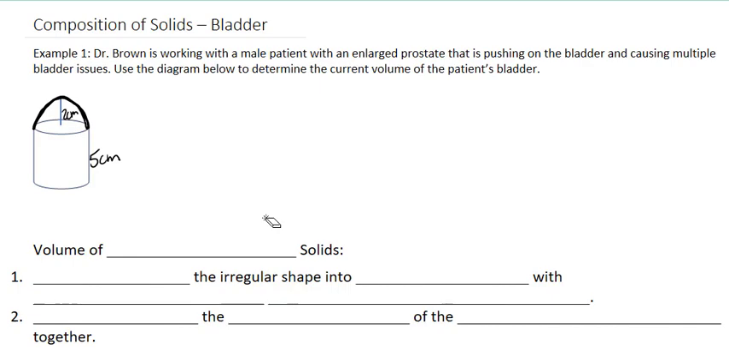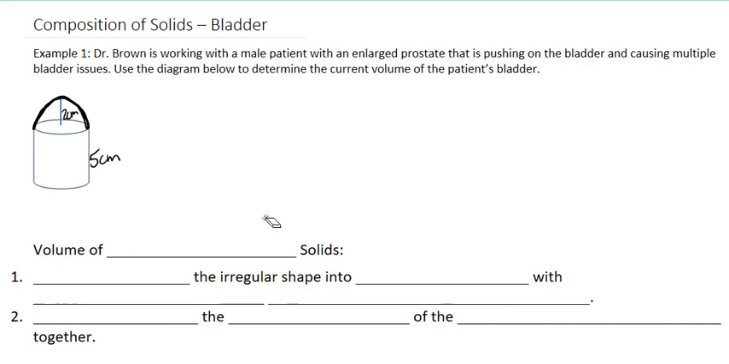So, we can see when looking at this diagram, we do not have a formula for this irregular solid. However, we can see that there's two shapes that make up the solid, which is half a sphere and a cylinder, and those we're familiar with.